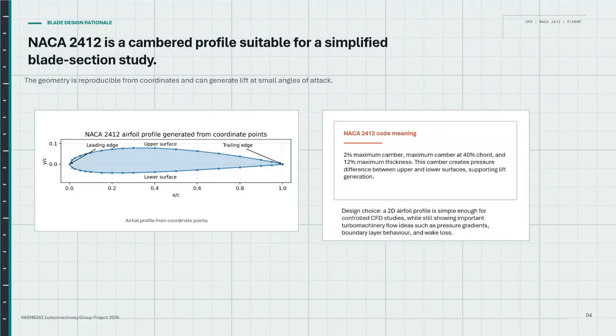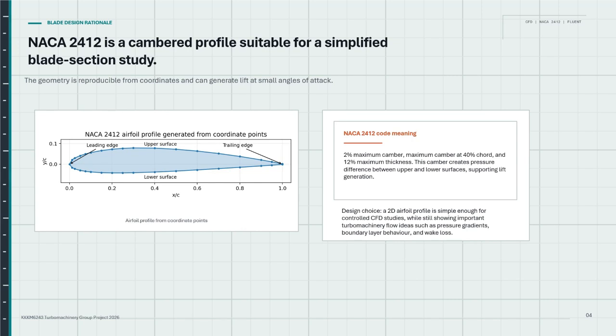NACA 2412 is a well-known profile suitable for a simplified blade suction study. The geometry is reproducible from coordinates and can be evaluated at a small angle of attack. NACA 2412 code means 2% maximum camber at 40% chord and 12% maximum thickness. This camber creates a pressure difference between the upper and lower surface, supporting lift generation.